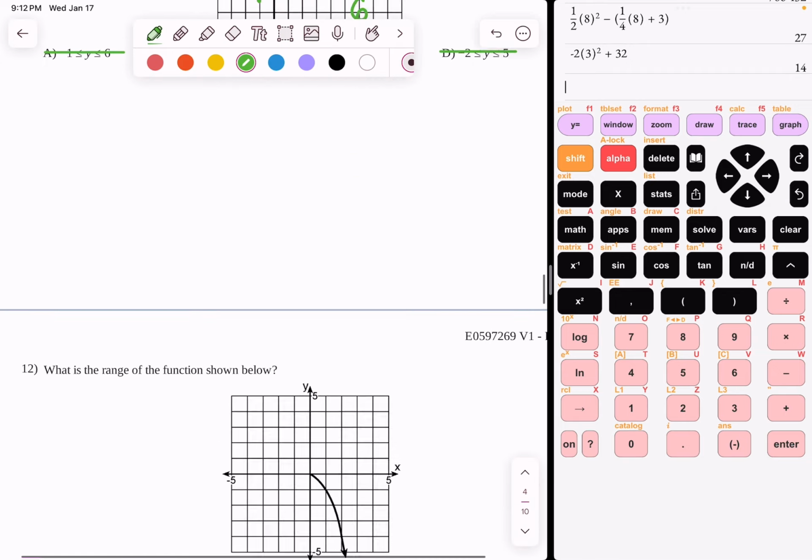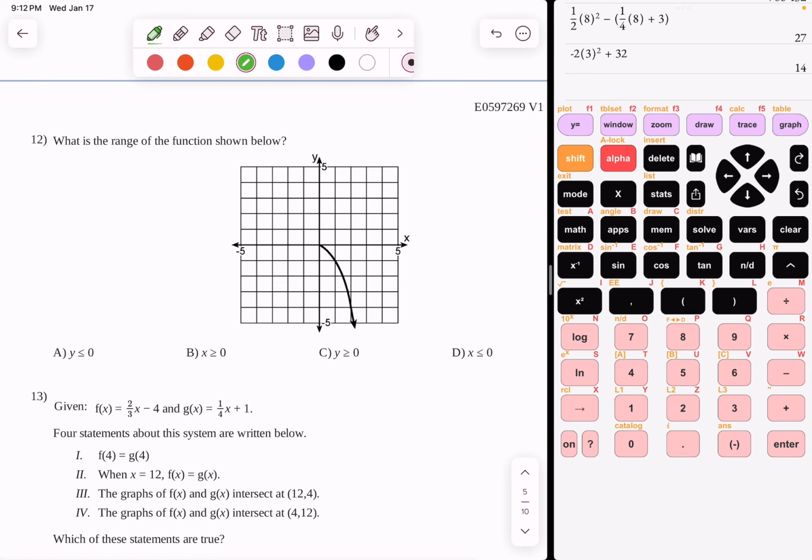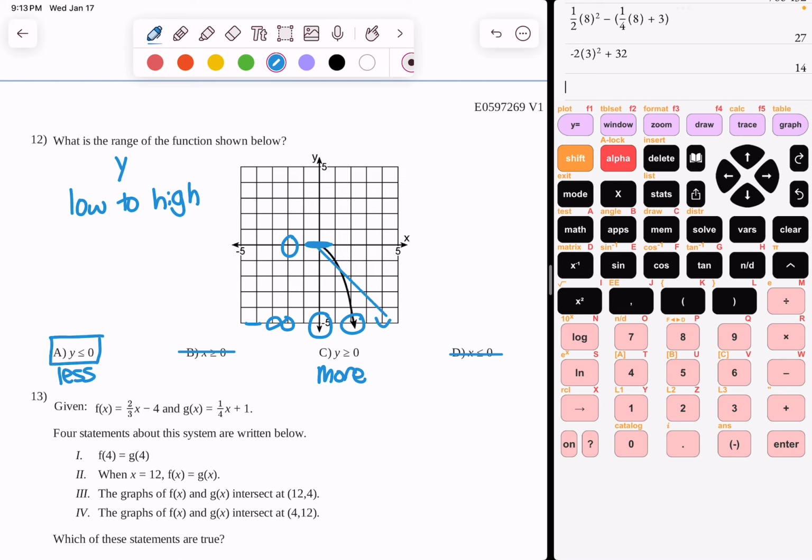All right, let's look at number 12. What is the range? Range means y, which is, I like to think about low to high. All right, let me get rid of any answer choices that say x. Now, I'm thinking about how low, which is negative infinity, since there's an arrow, to how high does my graph go? The highest my graph goes is 0, which both of these say 0. This one says we're less than 0. This one says we're more than 0. Well, if I'm going down, then I would be less than 0 because I'm going to the negative part. So it would be answer choice A.